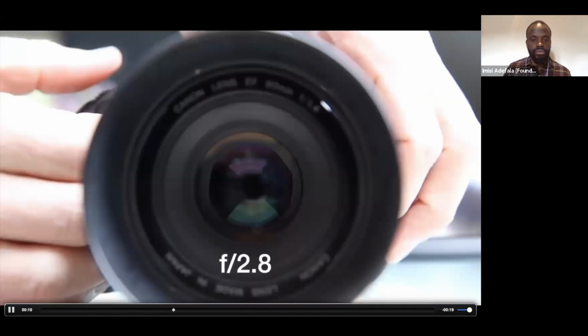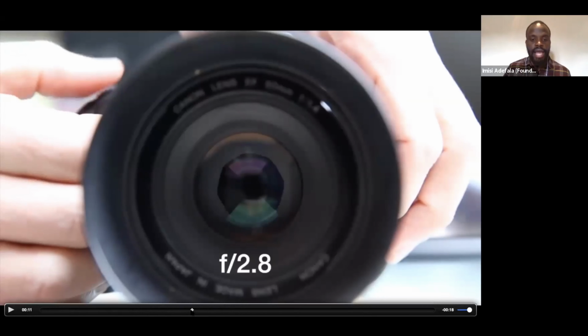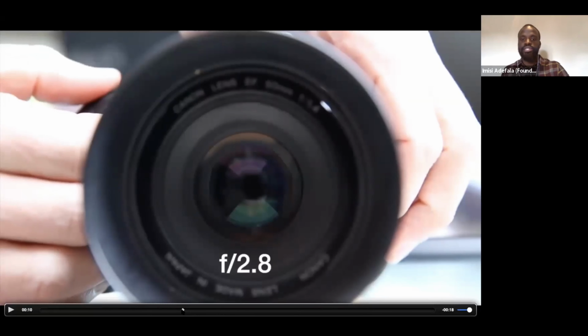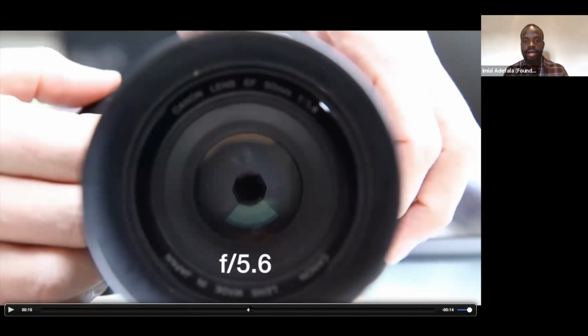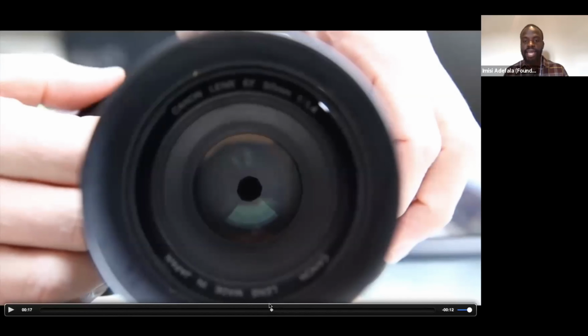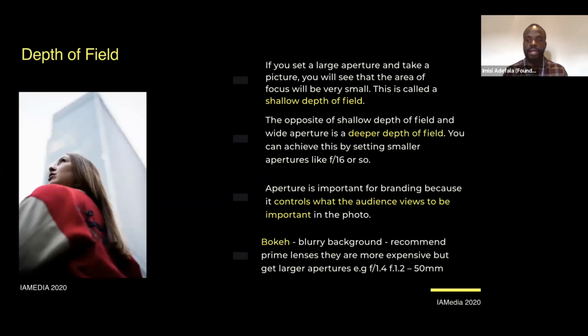So if you notice here, at a 2.8 f-stop, you can see how wide the lens opening is, right? Allowing a lot of light into the camera, okay? But when we change the aperture to a 5.6, we can see that it's narrowing. We're allowing less light into the camera. I hope everyone's with me.